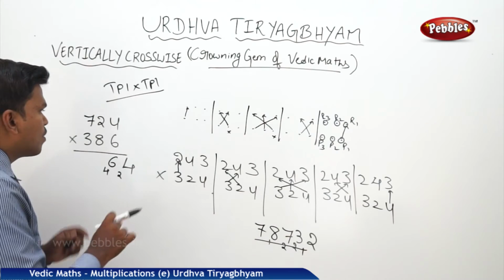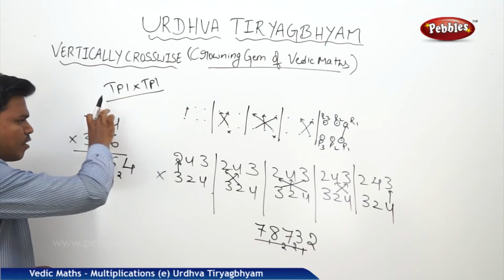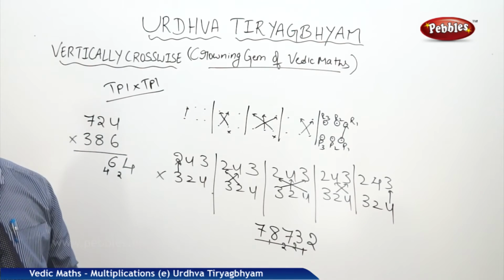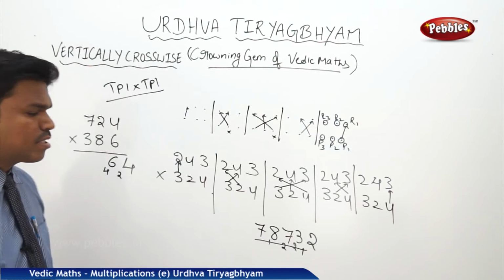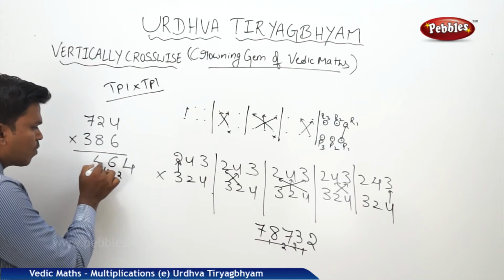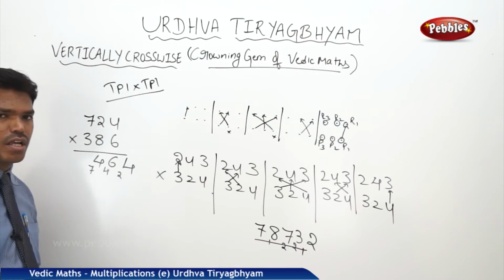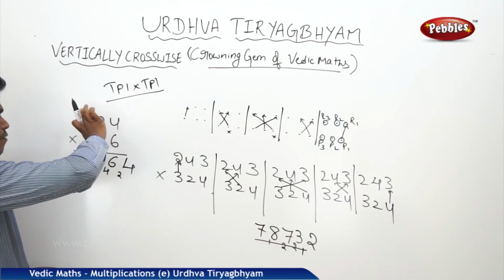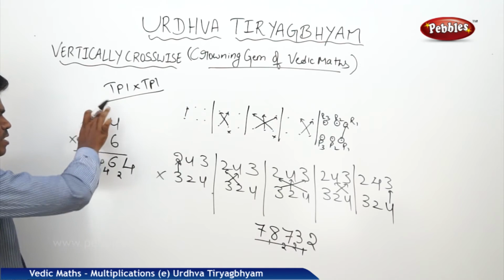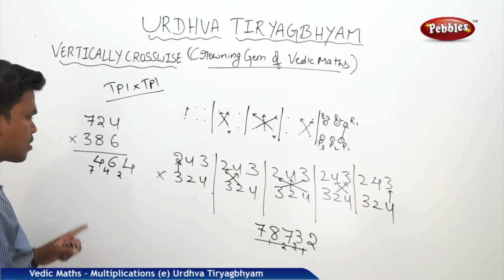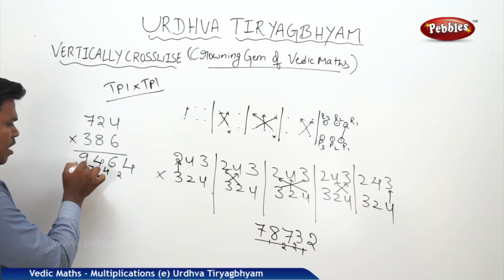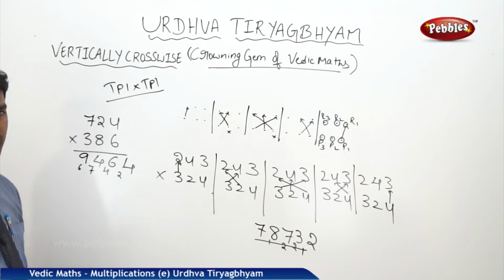Okay, so 2 8s are 16. 54 plus 16, how much? 70. 70 along with the carry, 74. So drop 4, carry 7. Now what is the next step? 7 8s are 56, 2 3s are 6. 56 plus 6, 62. 62 plus 7, 69. So drop 9, carry 6.